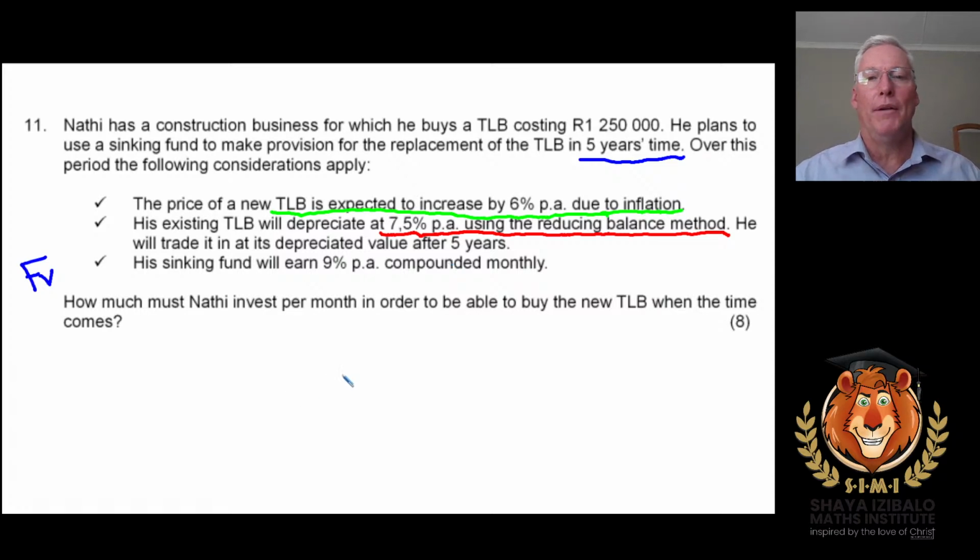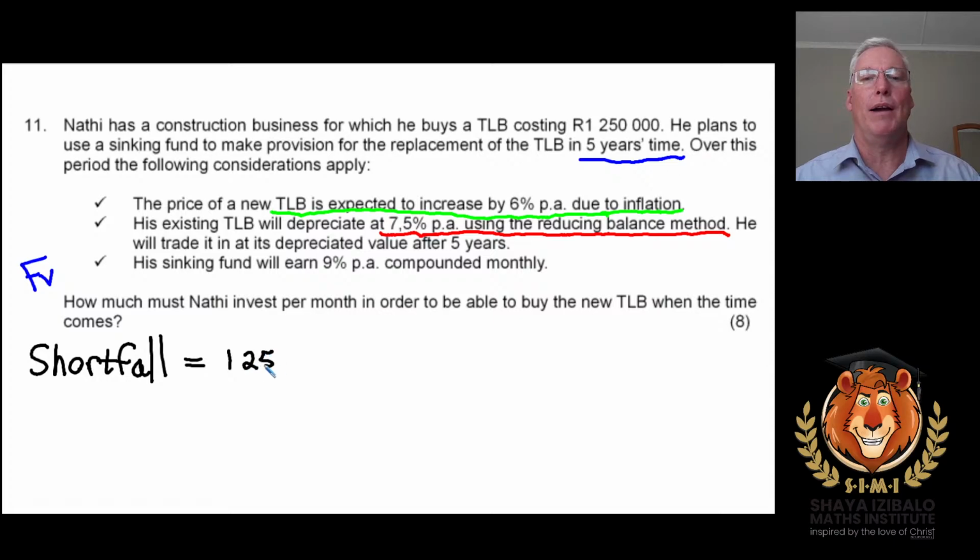Now, in 5 years' time, if he doesn't make provision, he's going to have a shortfall, which is how much he's going to be short. Because he's going to be short of the price of a new TLB, 1.25 million, and it's unfortunately increased due to inflation. And remember, I said right at the beginning, inflation is always compound, and over 5 years it's compounded annually. Okay, we can work that number out.